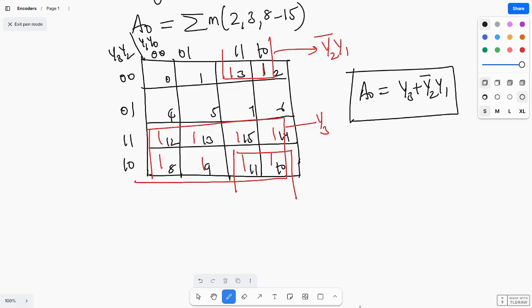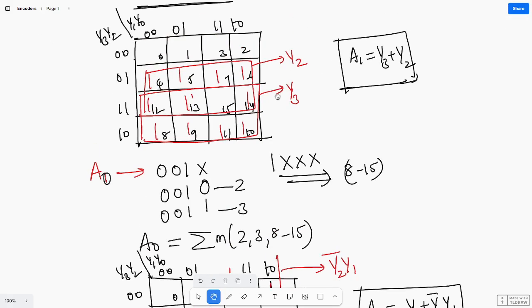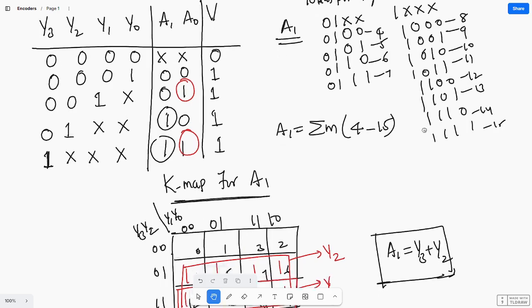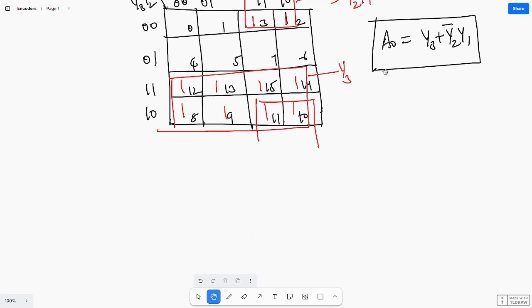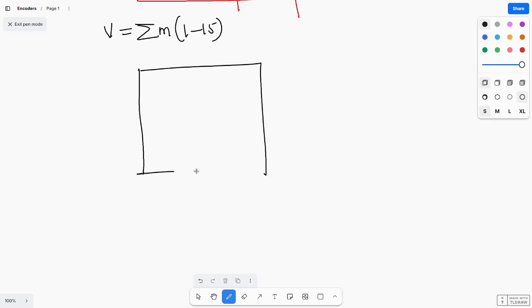Okay, similarly you need to find out for v, okay, so if you observe v, except 0 remaining all are 1, no? Except 0 remaining all are 1. Okay, so from this I can write, see here, so v equal to summation of m of 1 to 15. So I will draw the k map for v, 4 variable k map.